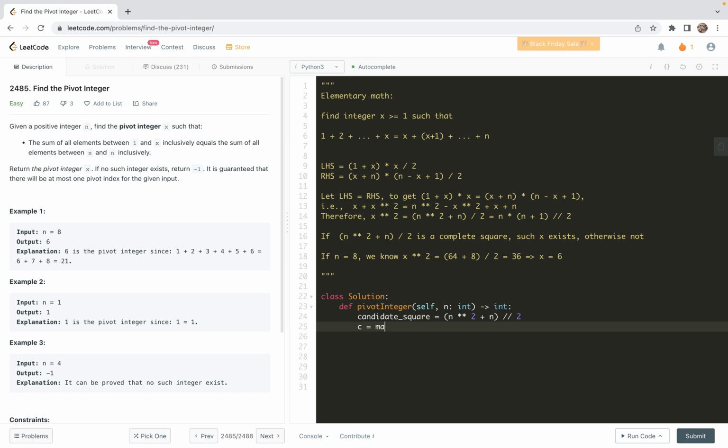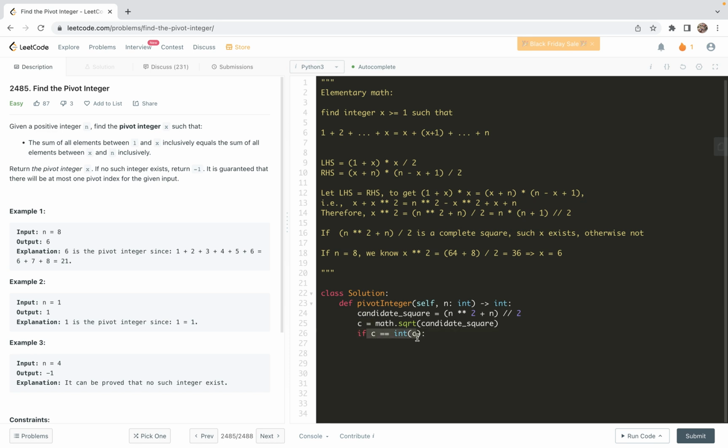So another one we want to compute is the square root, right? The square root of this candidate square, right? So if this c is an integer, then we just need to return that integer, otherwise we return -1. So here the trick is that we can check if c equals integer c, right? Because c in general is a float number, right? So if this equality holds, it means that c actually has a 0 decimal part. So we need to return integer c.